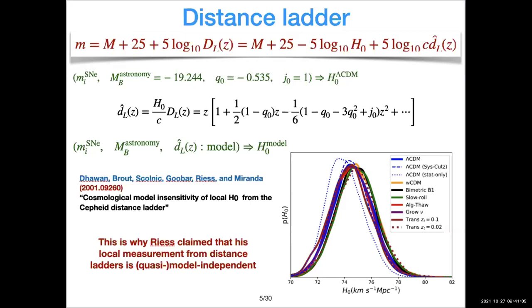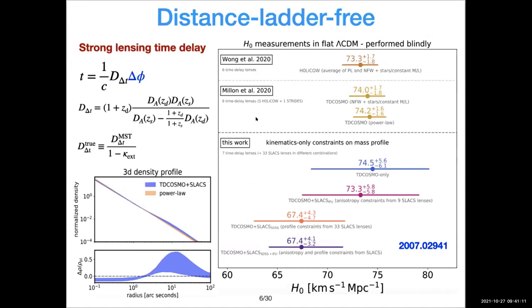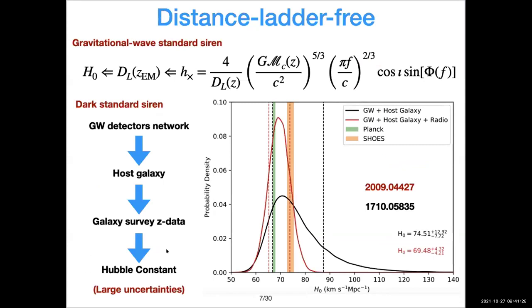We can also measure the Hubble constant without this ladder, for example, with strong lensing time delay. However, the measured Hubble constant is highly sensitive to the 3D density profile of the lens galaxies, which is very difficult to measure. A second example without a distance ladder is the gravitational wave standard siren and the dark standard siren. However, they still suffer from a very large uncertainty.